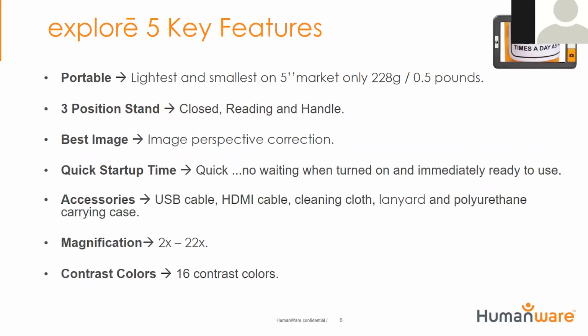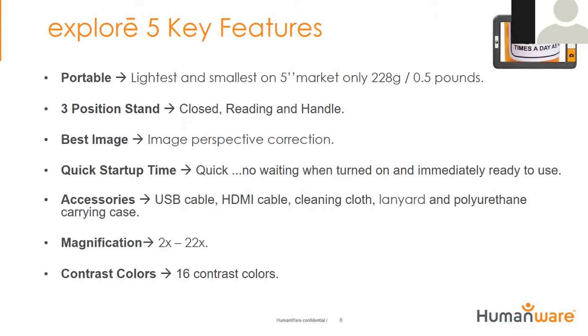A little run through the key features of the Explore 5, a very portable device, the lightest and the smallest on the 5-inch market, only 0.5 pounds, 228 grams. There are 3 positions for the stand: closed, reading, and the handle. The best image quality, meaning that we do image perspective correction, so the text is always straight on your screen. Quick startup time, no waiting. When you turn on the device, it's ready to use in no time.